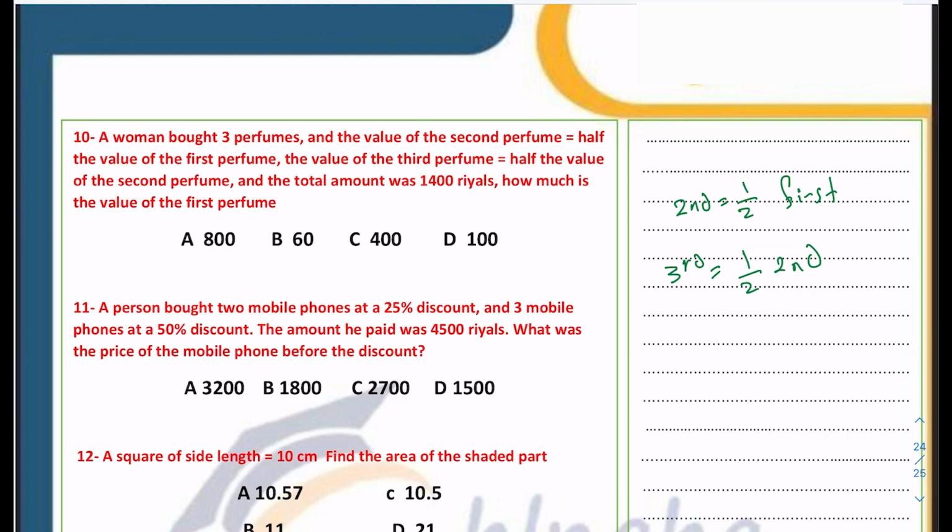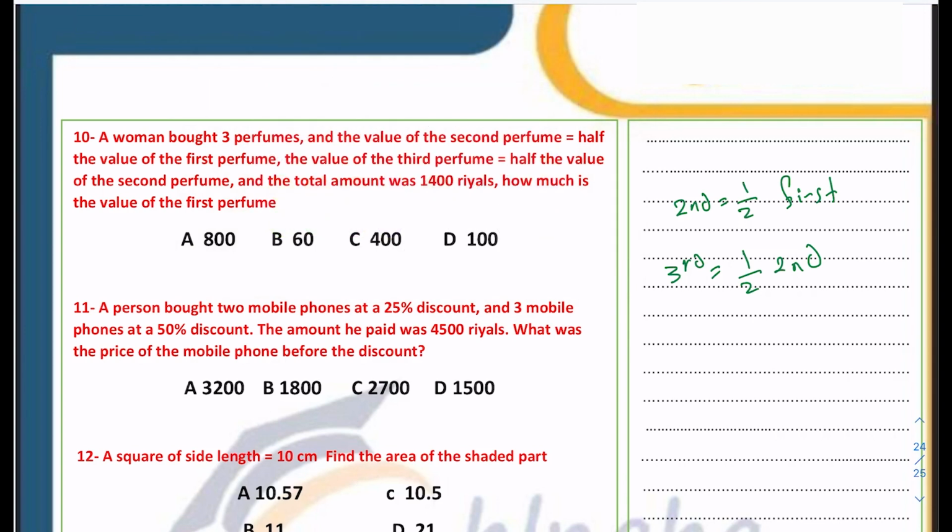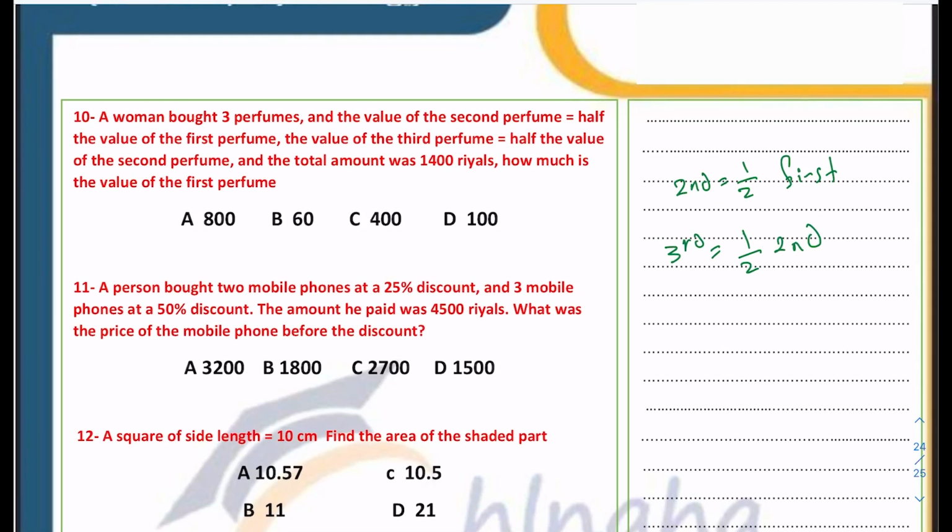We have different forms of this question. Focus and pay attention. I will use the choices. If the first perfume is 400, for example, I will check 400. So the second perfume will be half, which is 200, and the third perfume will be half of 200, which is 100. Add the three perfumes. 400 plus 200 is 600, plus 100 will be 700, not 1,400. So this is incorrect.